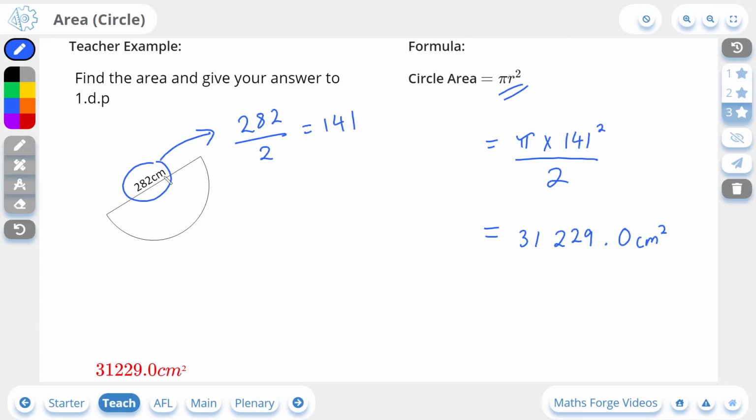Now in this example, we were dealing with a semicircle. If we were dealing with a quarter circle, then you do exactly the same as what we did here. But when it comes to dividing by 2, you will divide by 4 since you're dealing with a quarter of a circle. If you were dealing with 3/4 of a circle, so something that looked like this, then you would multiply the area of your circle by 3/4. You wouldn't divide it by 2 or divide it by 4. You'd multiply it by 3/4 if it was 3/4 of a circle.